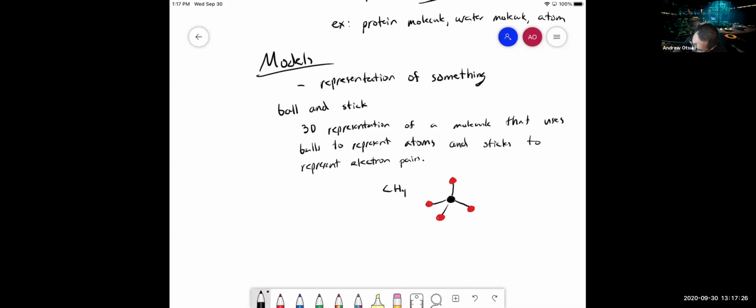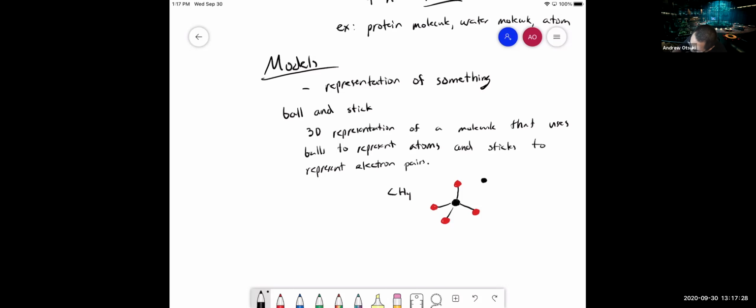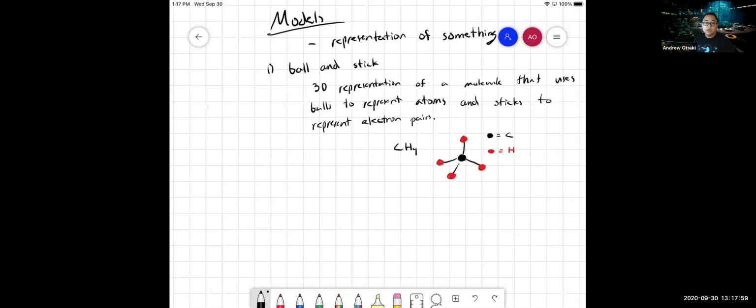Right here, the black sphere is carbon, and the red sphere is hydrogen. All right, so that's ball and stick. That's a common way to represent these molecules. We can also use a second type of representation, which is also pretty common. Another representation is called space filling.